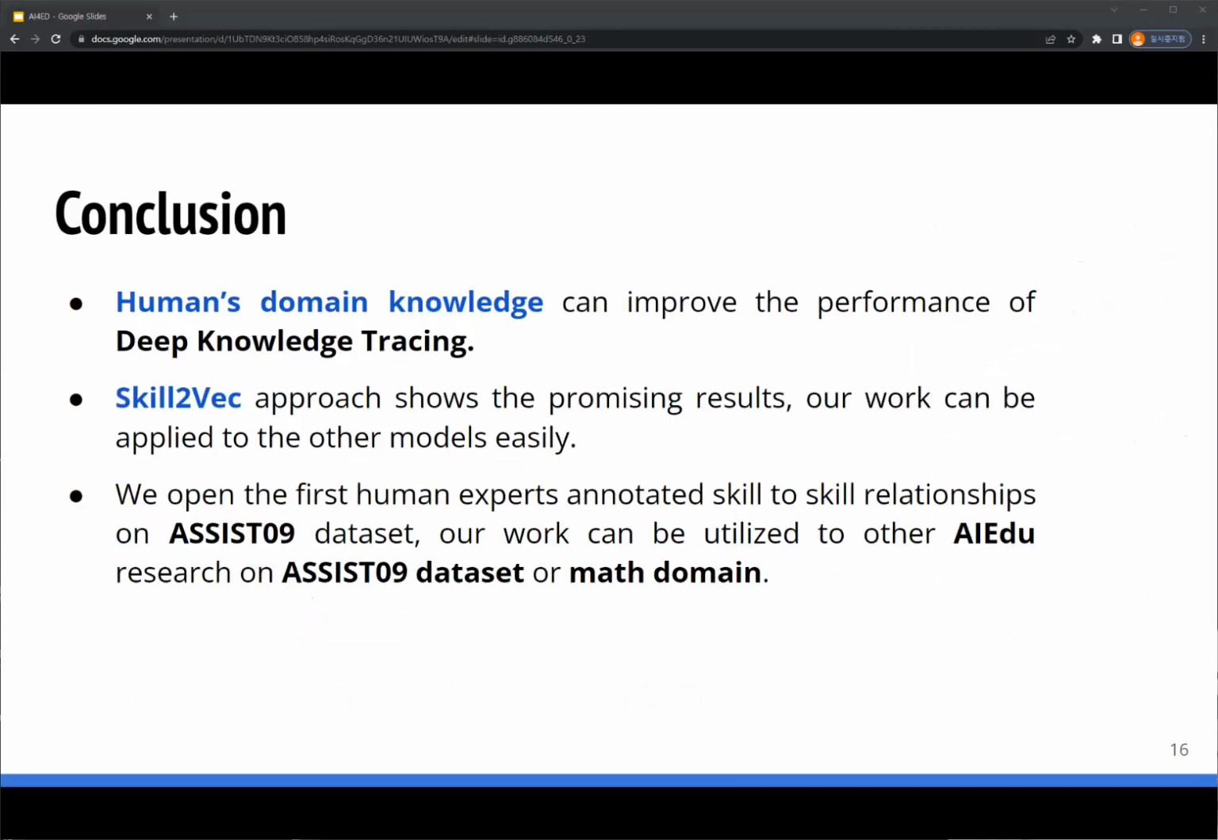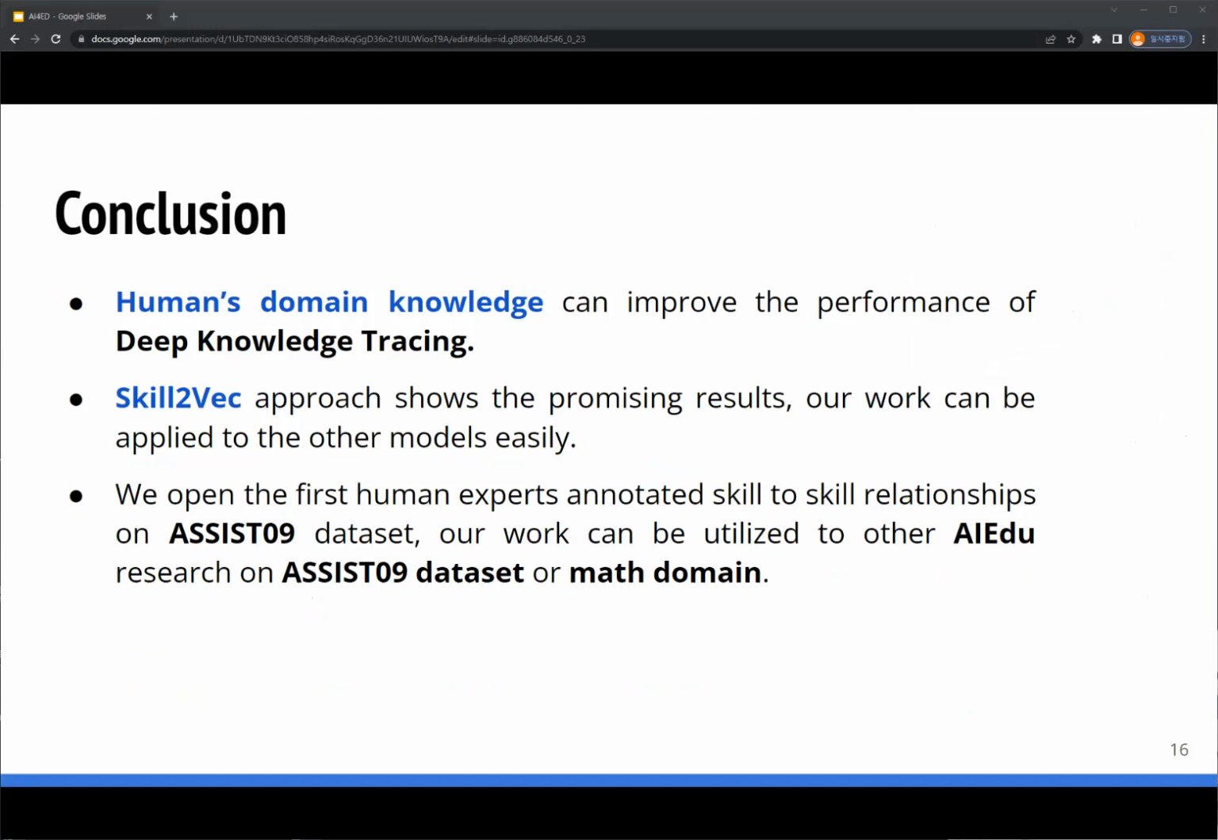To conclude, we confirmed that human domain knowledge, especially high quality knowledge, can improve the performance of deep learning based knowledge tracing models in this work. Our methods such as skill2vec or the projection layer architecture not only can be applied to other research, but also improve the performance on ASSISTments quite significantly.